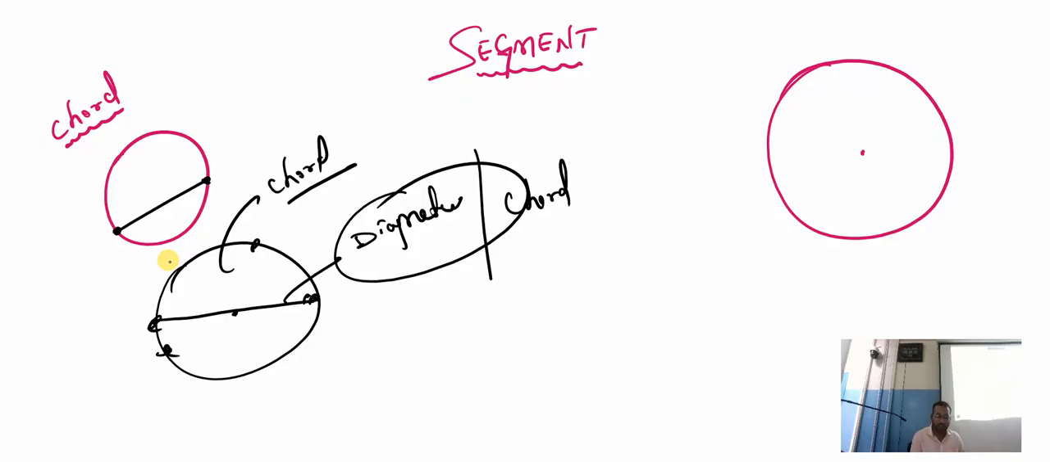Here also it is joining any 2 points. But if it passes through the center, it is a diameter. If it does not pass through the center, it's just a chord.